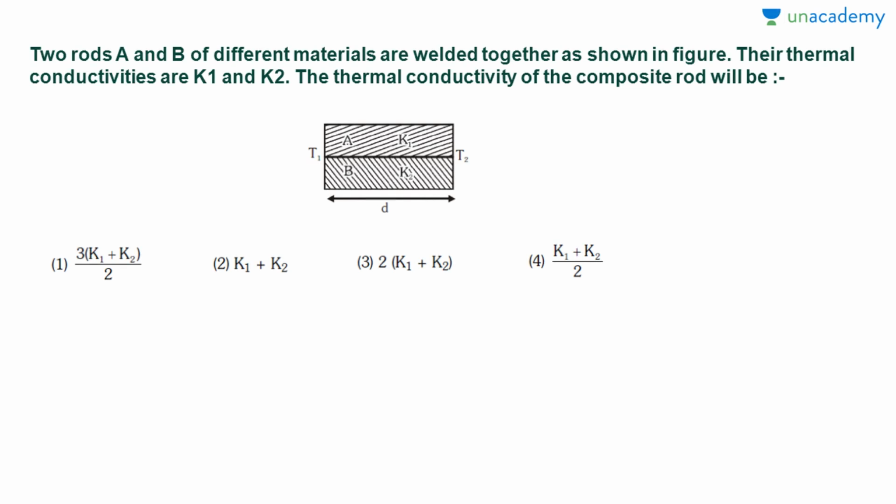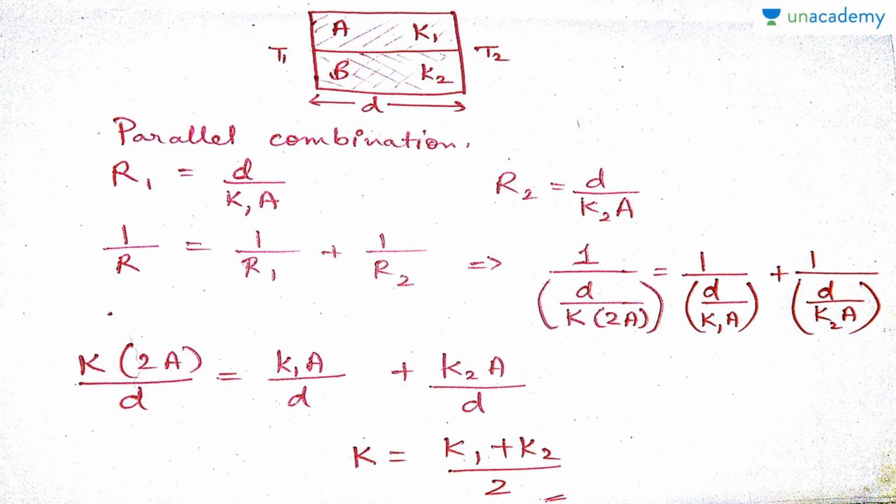Okay, now the next question is, the two rods A and B of different material are welded together as shown in the figure. This is the figure. The thermal conductivity is K1 for this one, and K2 for this one. The thermal conductivity of the composite rod, whenever we are making the composite rod, combining the two rods, what will be their net thermal conductivity? Here are four options given, and now just look at the solution.